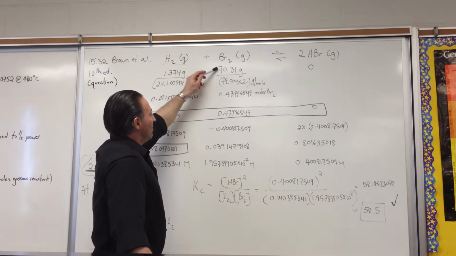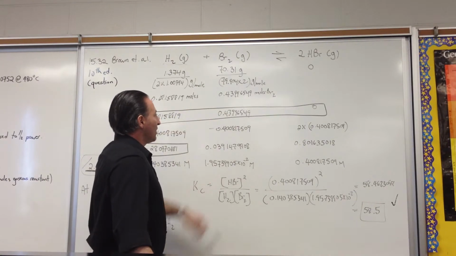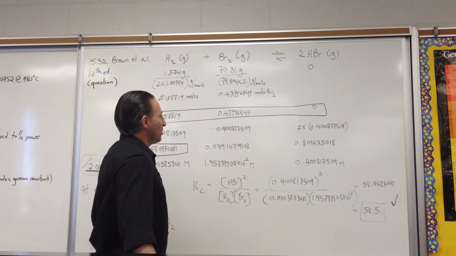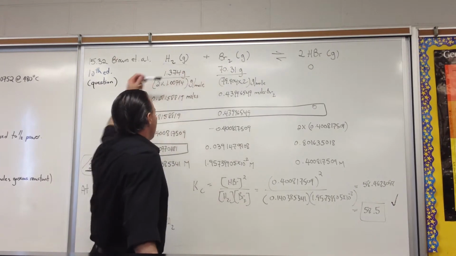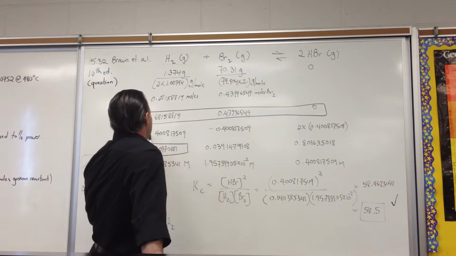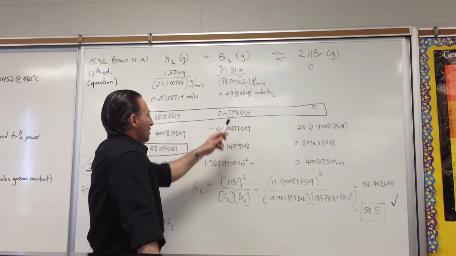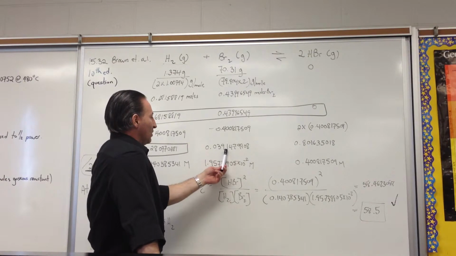The bromine amount was 70 grams divided by the molar mass of bromine. Recall that bromine is diatomic, so we had 0.43 moles of bromine. The stoichiometry of the reaction is 1:1, so if we use up 1 mole of hydrogen, we're going to use up 1 mole of bromine. That's why both these numbers are identical. I subtracted this from the original amount of bromine. That's how many moles of bromine are left at equilibrium.